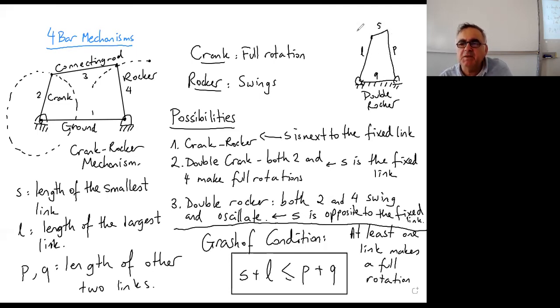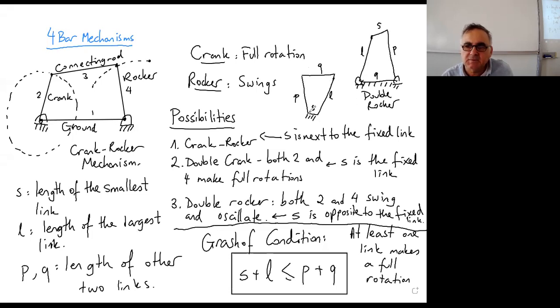Well, L and P make rocking motions. S makes a full rotation motion. Okay. And another possibility is, as I have said, the opposite of this, which is this one. Let's say S is the fixed link. S, let's say L, P, Q.